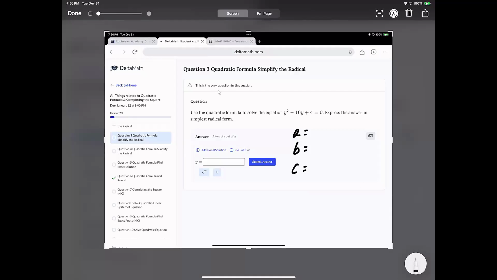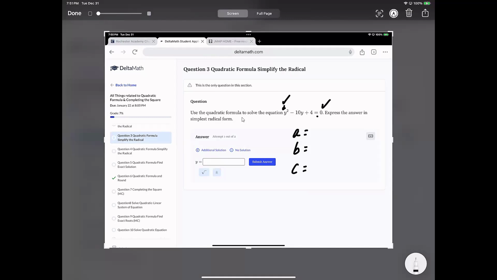Hey, now here's another question that has the quadratic formula, but they want you to simplify the radical. Now, a couple things. First thing, it has to be equal to zero in order to use the quadratic formula. That's one of the things you got to know. Second thing, the leading coefficient has to be one in order to do what I'm going to show you.